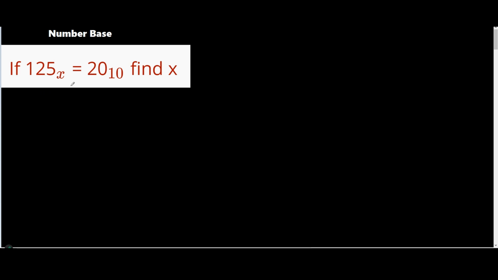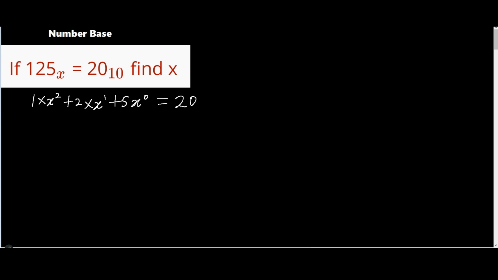Convert the left side to base 10. So that will be 1 times x raised to power 2 plus 2 times x raised to power 1 plus 5 times x raised to power 0, then equal to 20, which is already in base 10, but we're just taking this one to base 10.